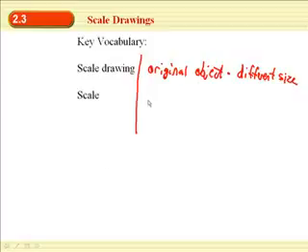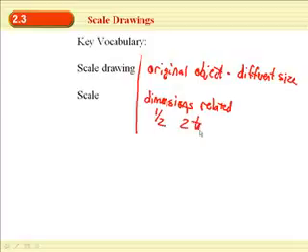The scale tells us how the dimensions are related. For example, is it half the size? Is it 2 times bigger? So we'll do a couple of those to understand as we go through.